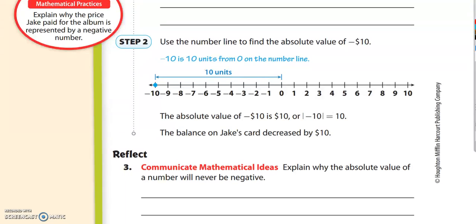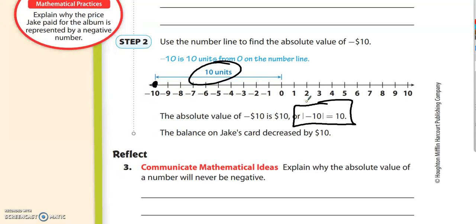Step 2 says use the number line to show the absolute value of negative 10. Well, they did that for you. Negative 10 is over here, and if you count back to 0, that's 10 units. The absolute value of negative 10 is 10. The balance on Jake's card decreased by $10.